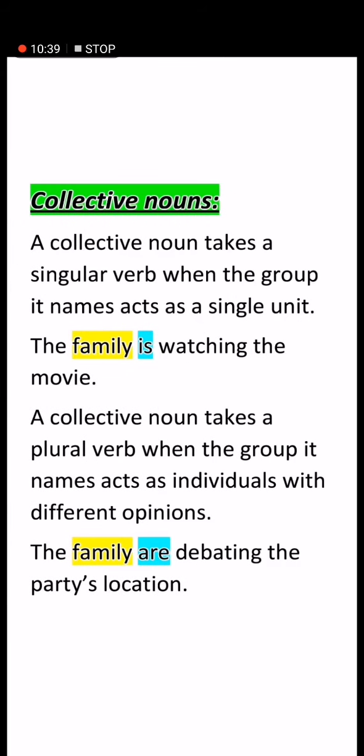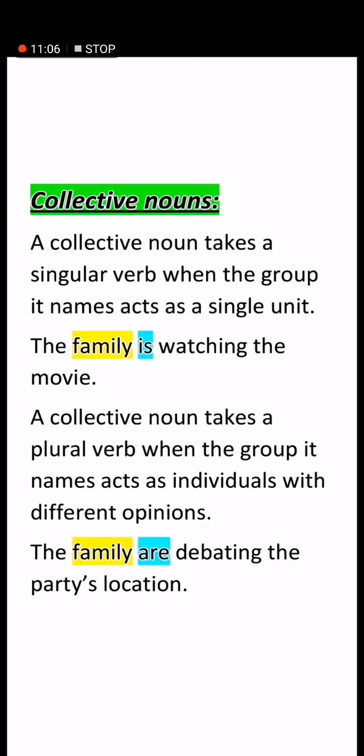With collective nouns, there is a special case. Let me remind you of the collective noun. A collective noun is a word that names a group. A collective noun takes a singular verb when the group it names acts as a single unit. So we say the family is watching the movie.